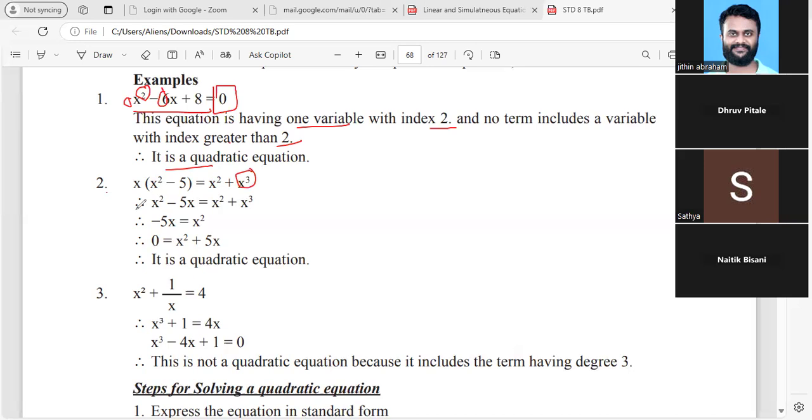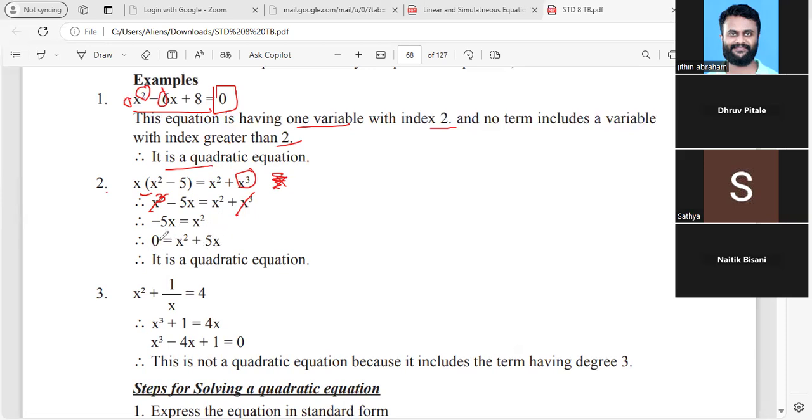Now, in this case, first, what have they done? They opened the bracket. When they opened the bracket, x multiplied with x should have been x cube, not x square. And then this x multiplies with 5 to give minus 5x. X cube on the left hand side and x cube on the right hand side get cancelled with each other. Initially, when you say, oh, it is x cube, you will feel it is not a quadratic equation. But don't do that. You solve and simplify, and see if they are getting cancelled. In this case, they got cancelled, and what we are left with is x square on one side and minus 5x on the other side. When you take minus 5x to the other side, you get plus 5x. So 0 equals x square plus 5x.